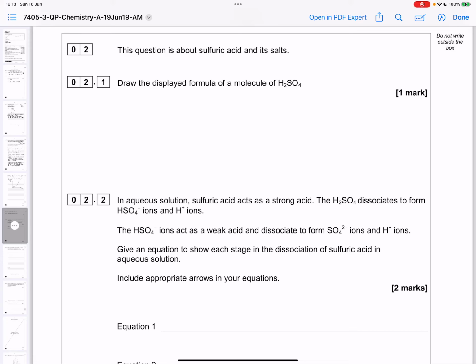This question is about sulfuric acid and its salts. Draw the displayed formula of a molecule of sulfuric acid, so we must show every atom and every bond. We need to remember that in sulfuric acid the S is at the centre. You might remember this from drawing the mechanism with alkenes: it has two double bonded O's and two single bonded O's that are attached to hydrogens. Make sure you show every atom and every bond.